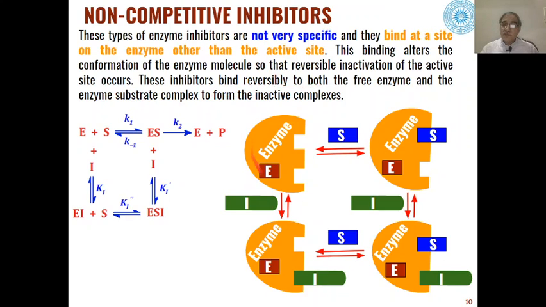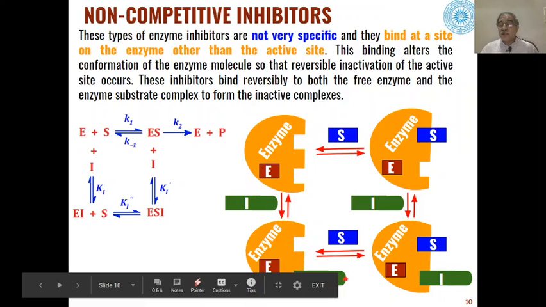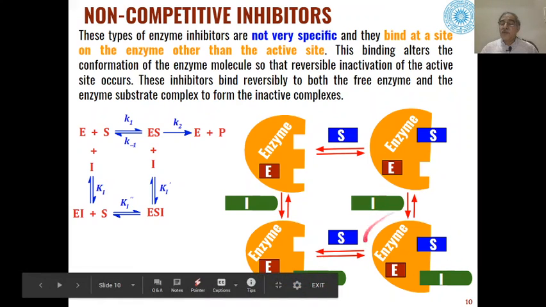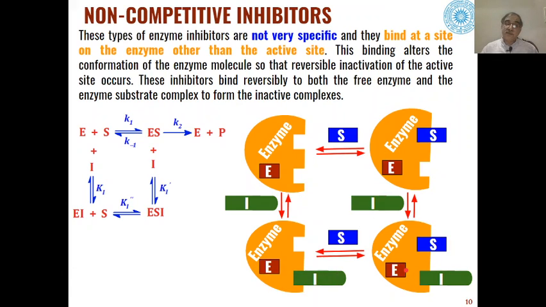So for example, if we have this enzyme with these two active sites, and one active site is occupied by the substrate, the other active site can interact with the inhibitor, and we can have this enzyme substrate complex. Then this vacant active site of the enzyme substrate complex can also interact with the inhibitor, and we can have an enzyme substrate inhibitor complex being formed.